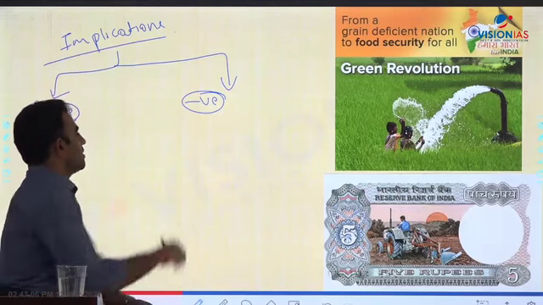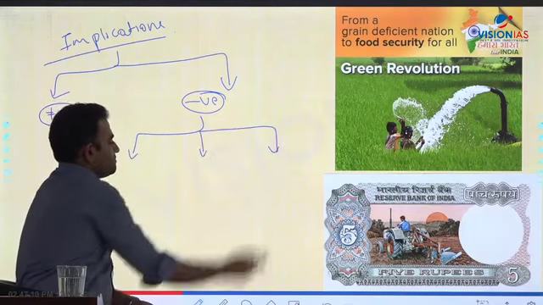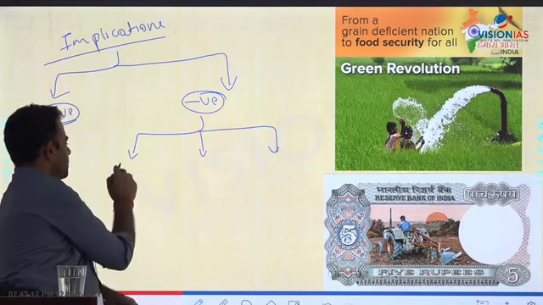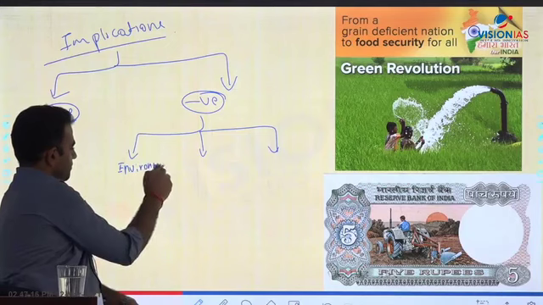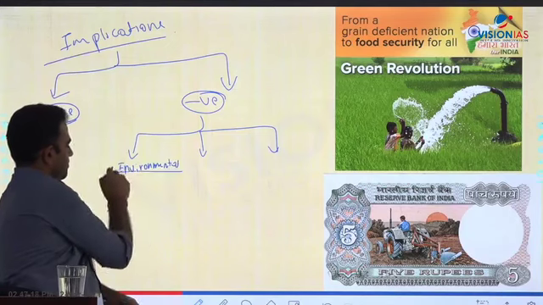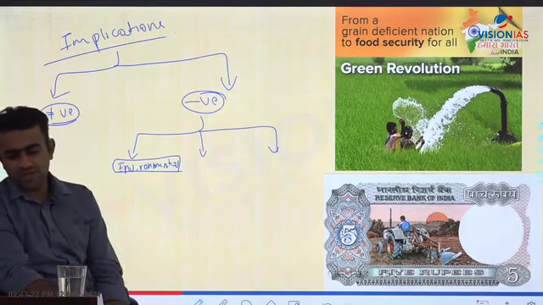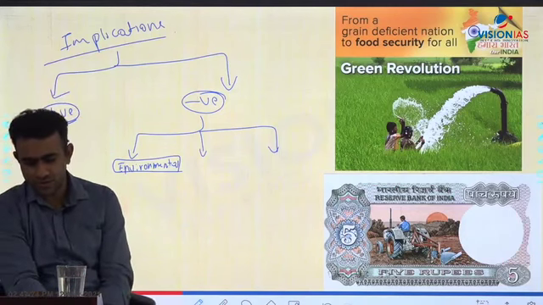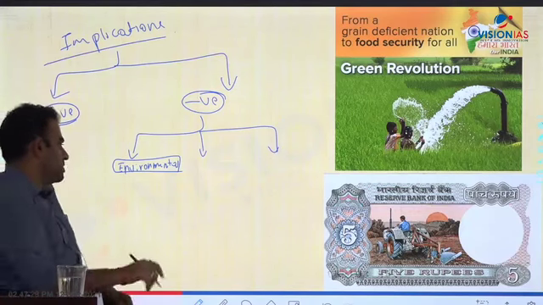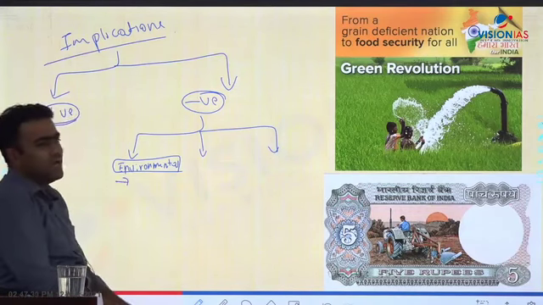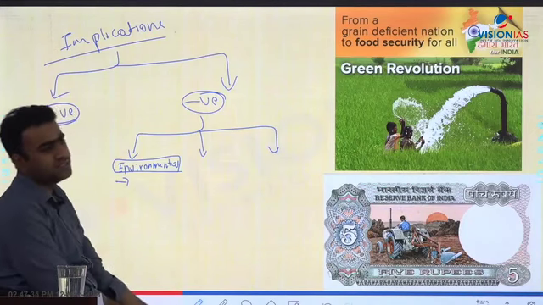We can categorize all the issues under 3 headings. Of course, the most important one should be environmental issues. Green revolution resulted in huge environmental issues, the ecological issues. So what are the ecological issues? The first important one, the use of high yielding variety seeds neglected a large number of other indigenous varieties.